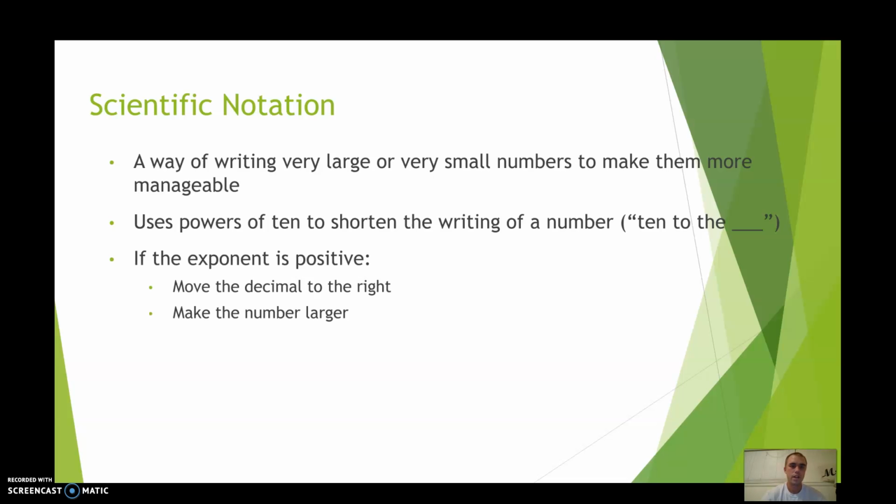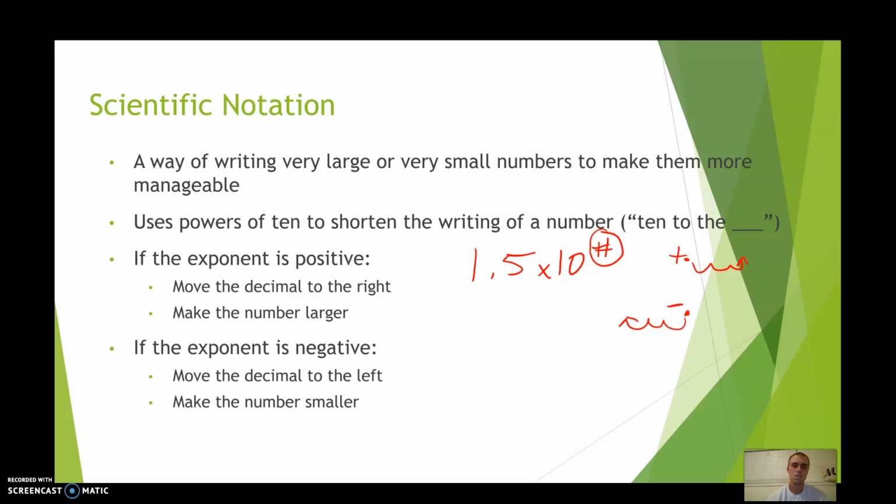Let's say I've got 1.5 times 10 to some sort of number up here. If this exponent is positive, we're going to move the decimal to the right. So that's a positive sign: the decimal gets moved to the right. If this is a negative exponent, this decimal gets moved to the left.